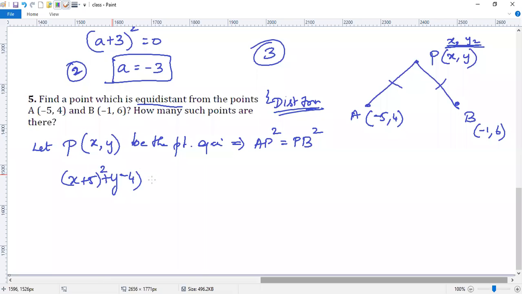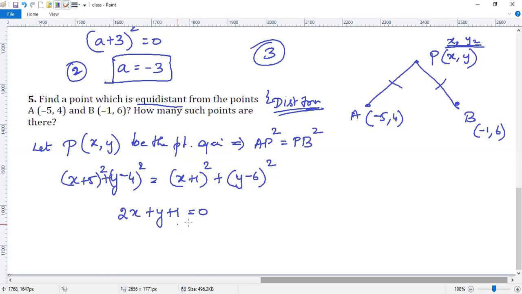Either a whole square is equal to PB square. This will be (x minus 1) whole square plus (y minus 6) whole square. Either you simplify it, and what you will get is one equation in terms of x and y. When you simplify, the equation will be 2 times (x plus y plus 1) is equal to 0.